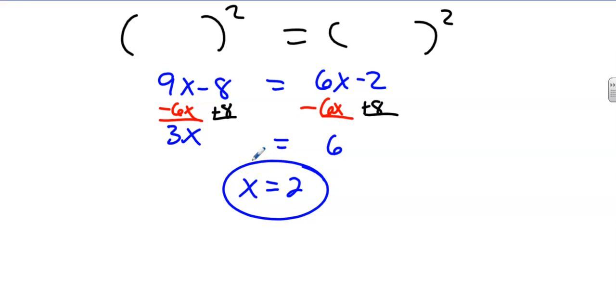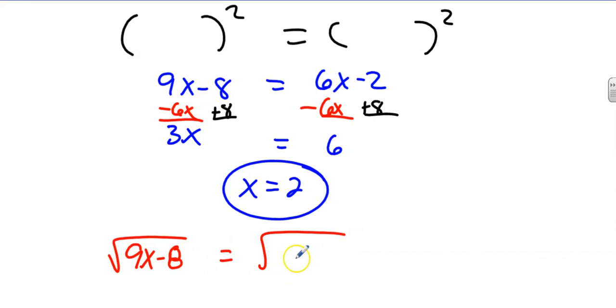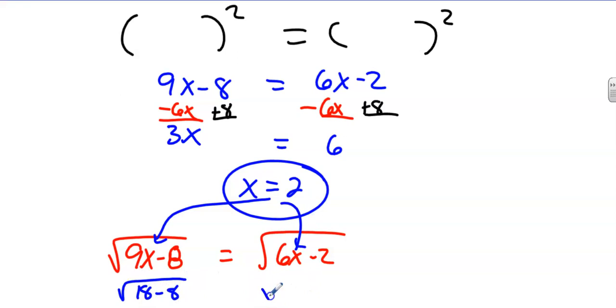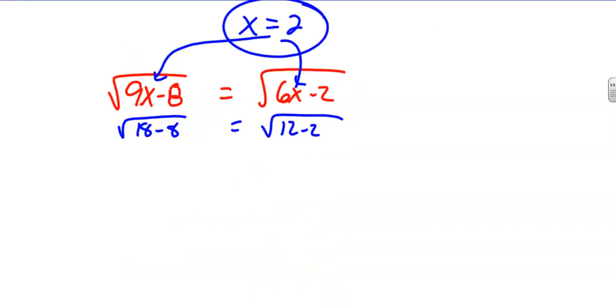Okay, and again, more than likely, even with the two radicals, that should be an okay answer. Again, if we just check it real quick, it's the square root of 9x minus 8. That was equal to 6x minus 2. Plugging in 2 real quick. This one's fine because that's the square root of 18 minus 8. Plug the 2 in here. It's the square root of 12 minus 2. Both of those come out to square root of 10, so we're good to go. Okay, no negatives, so everything is good there.